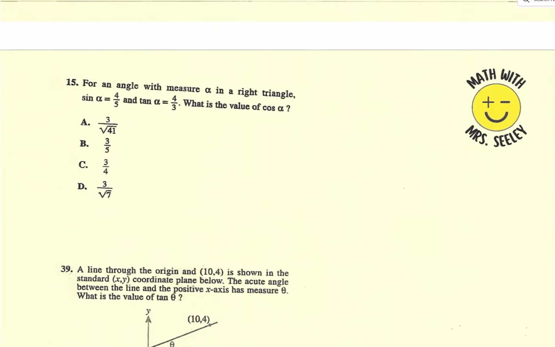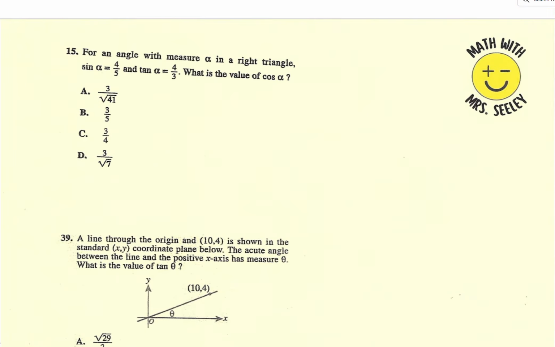Let's take a look at this one. On this one, we're going to draw the triangle out. It says, for an angle with measure theta, that's alpha, in a right triangle, the sine of alpha is 4/5 and the tangent of alpha is 4/3. What is the value of the cosine of alpha? So let's draw a triangle. Make sure you draw a right triangle. Let alpha be wherever you want it to be.